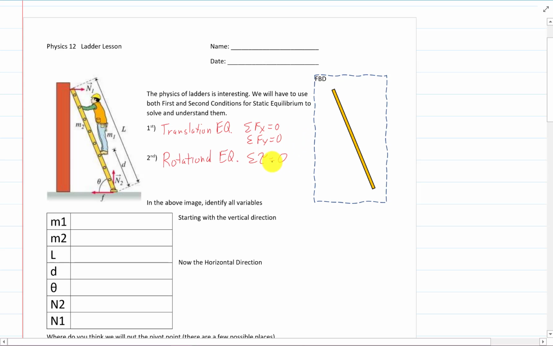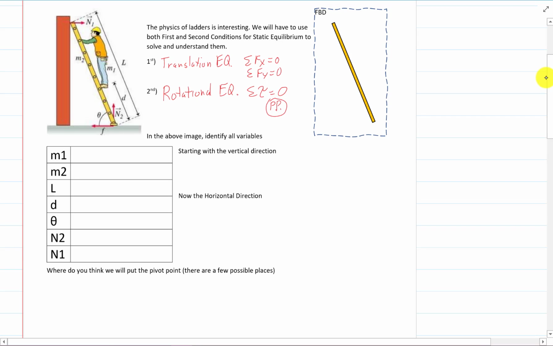But we have to choose a pivot point, and we should say where that pivot point is when we do a torque, because the torque becomes 0 for that force at that pivot point. In the above image, we have a man climbing up a ladder. The ladder's against the wall, and here's a fully labeled image with the masses and the normal forces.